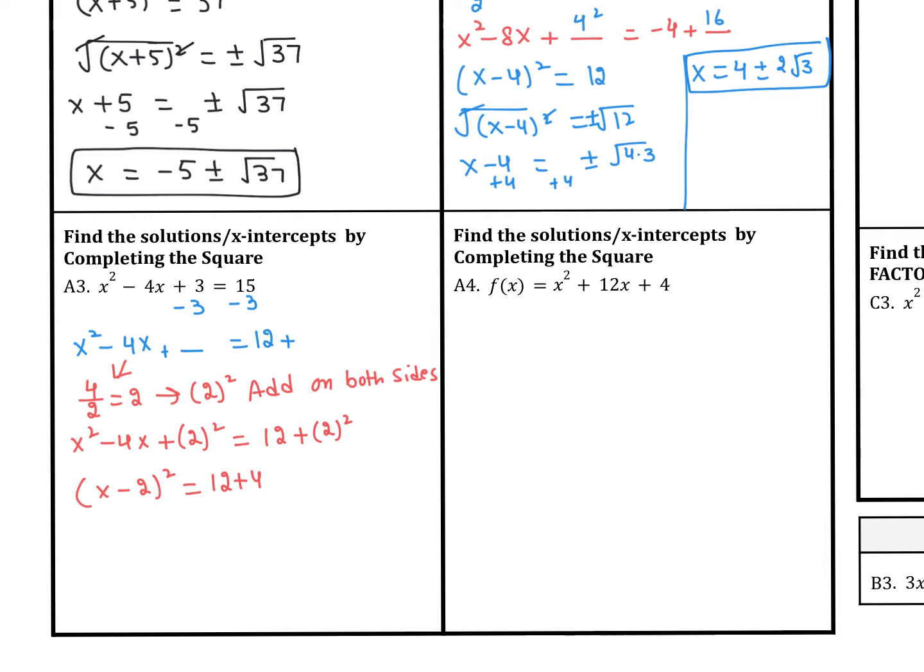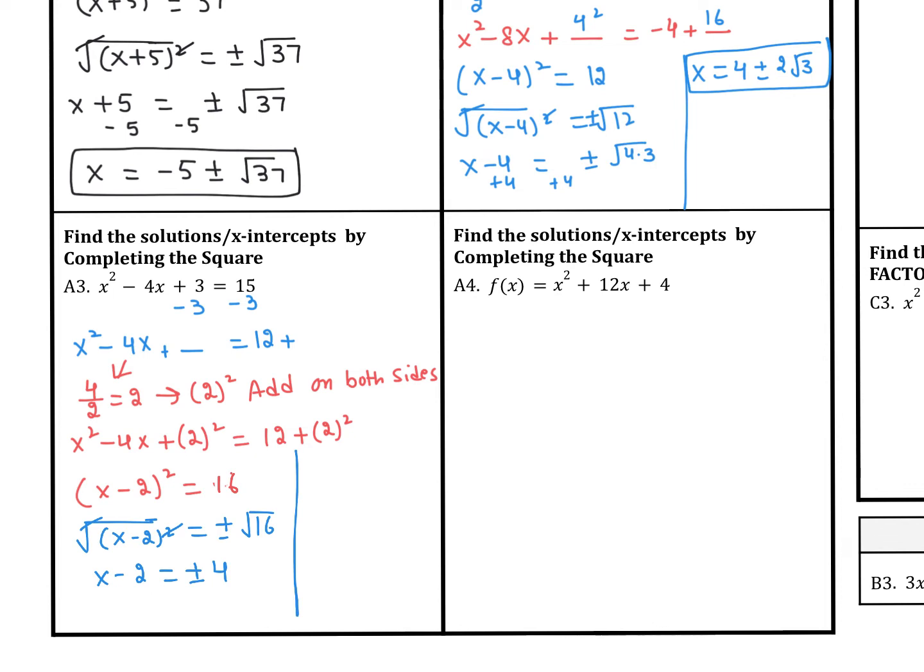So you're going to write that as 16. Now you're going to square root on both sides. x minus 2 equals plus or minus the square root of 16. x minus 2 equals plus or minus 4.